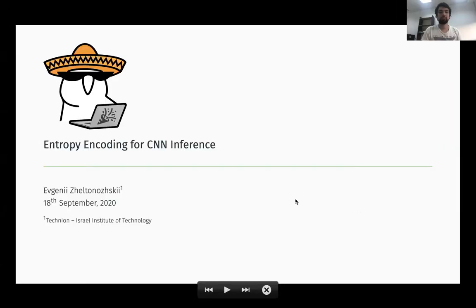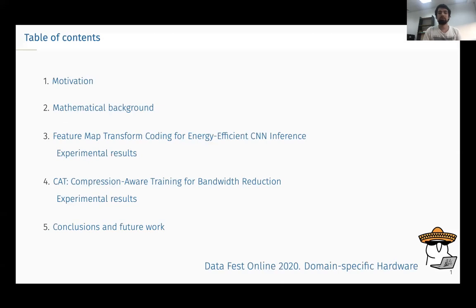Hello, my name is Evgenii Zheltonozhskii, and I'll talk to you today about entropy encoding for neural network inference, and in particular, the convolutional neural network inference. We'll start from motivation. Why is it interesting to do entropy encoding?